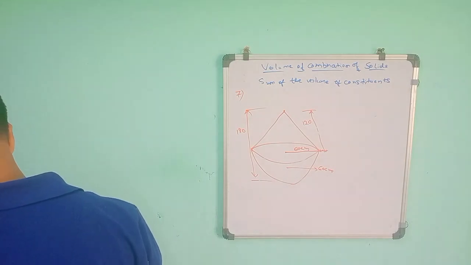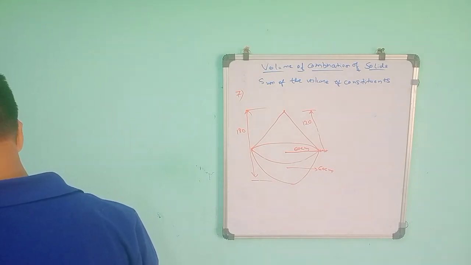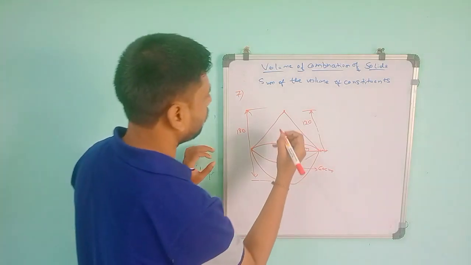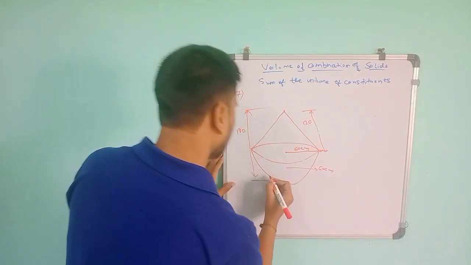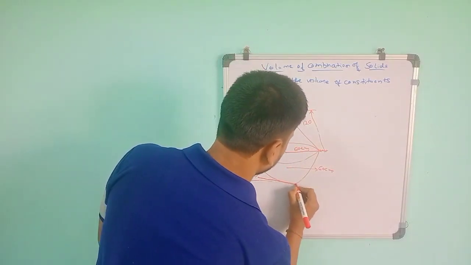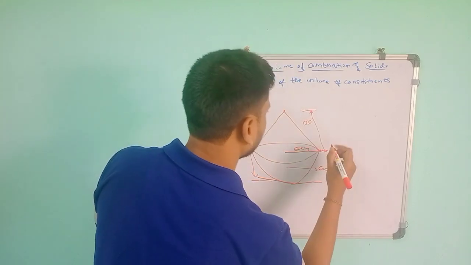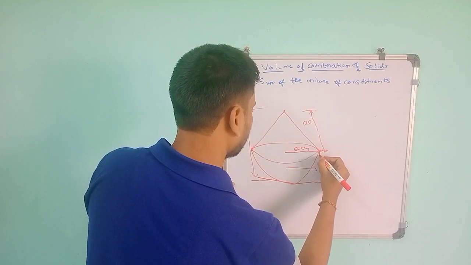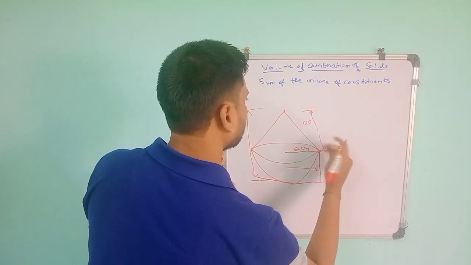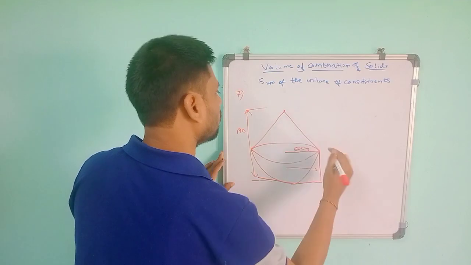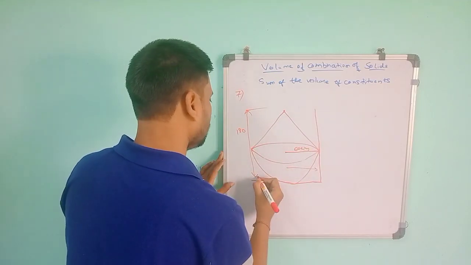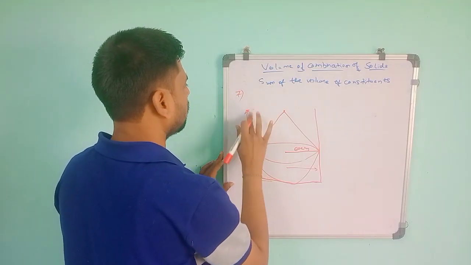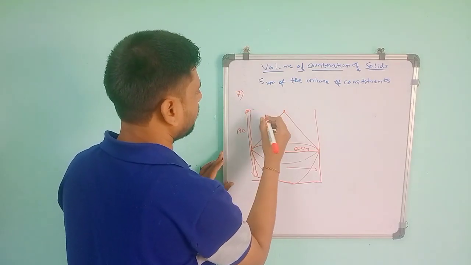They ask to find the volume of water left in the cylinder if the radius of the cylinder is 60 centimeter. It is a right circular cylinder full of water. So here it is surrounded by the cylinder that is given.